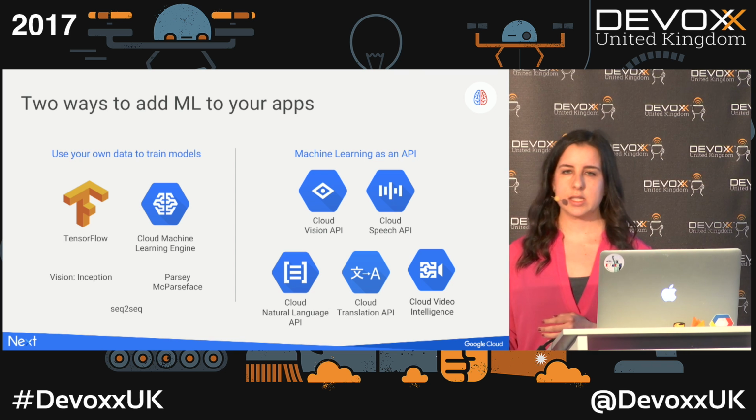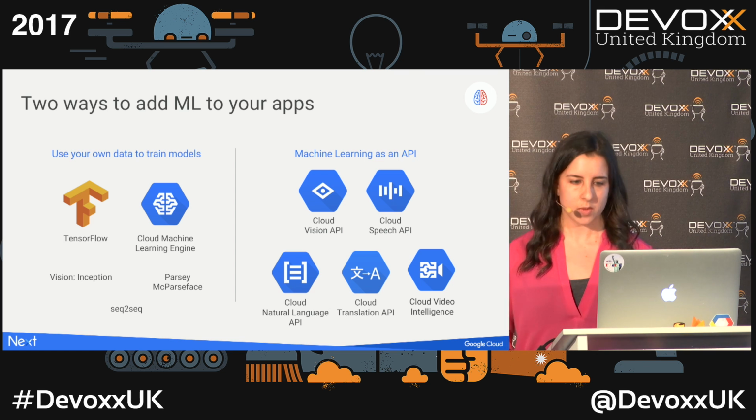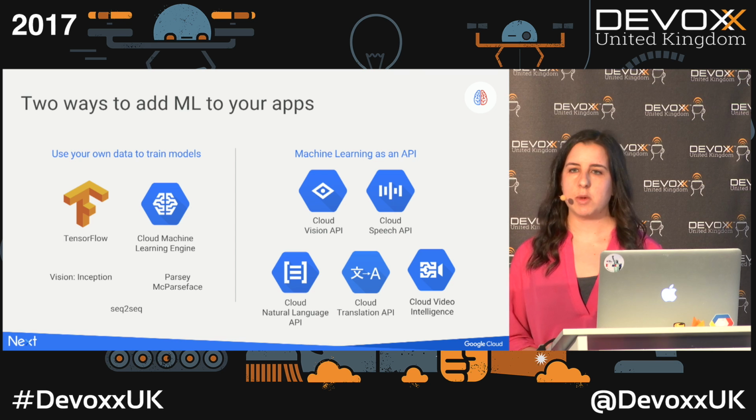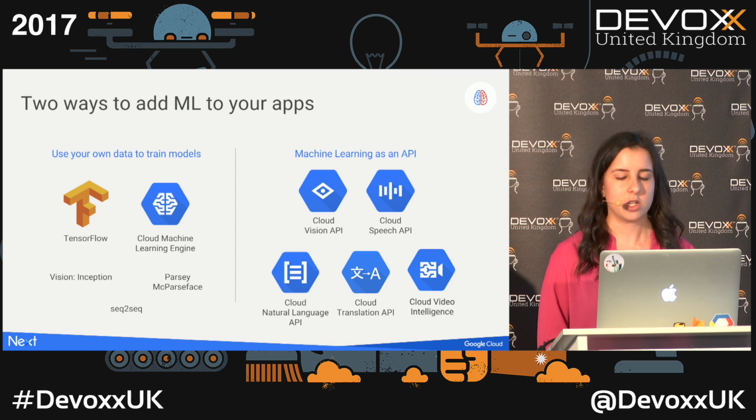And then on the right-hand side, we have machine learning as an API, which I like to call friendly machine learning. This gives us access to pre-trained models with just one REST API request. So as long as you can send a REST request, you can make use of all of this machine learning functionality.